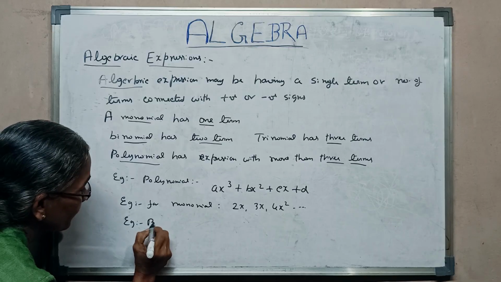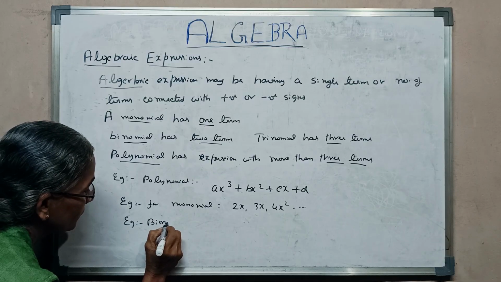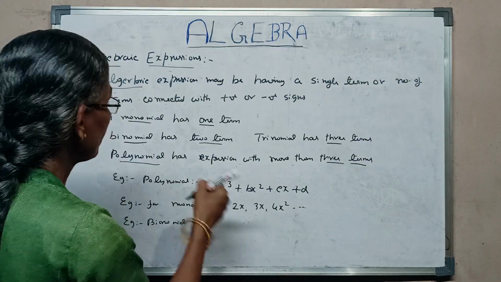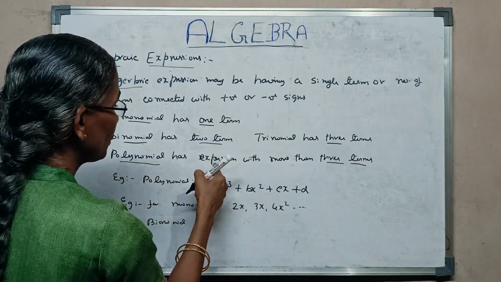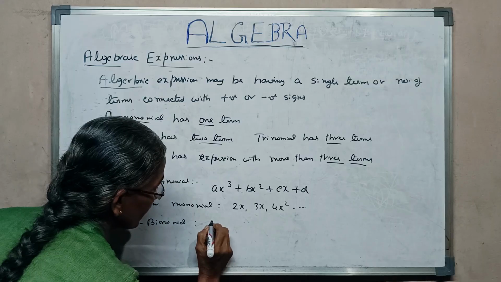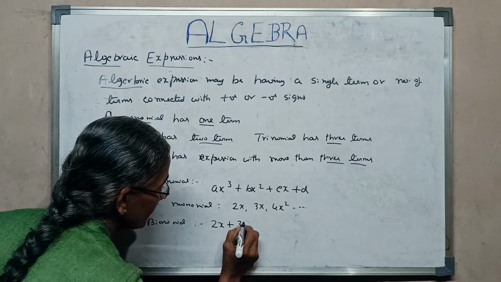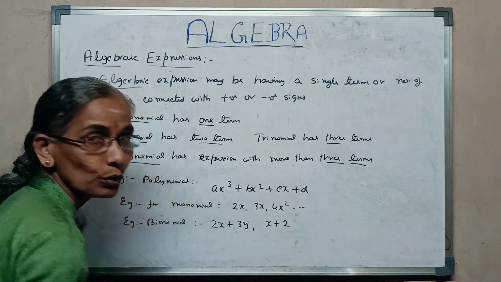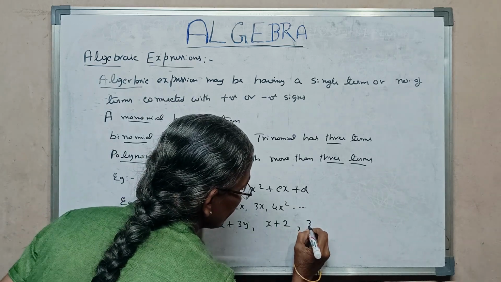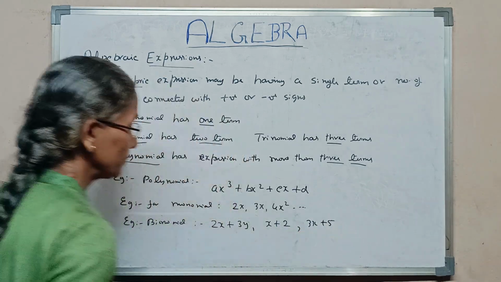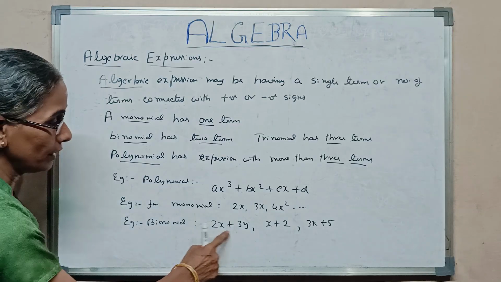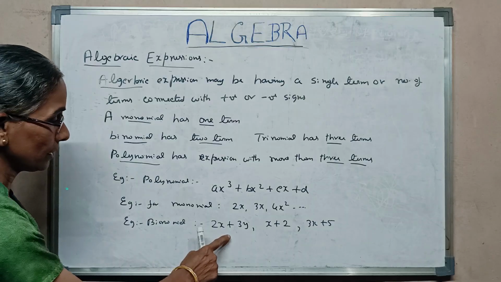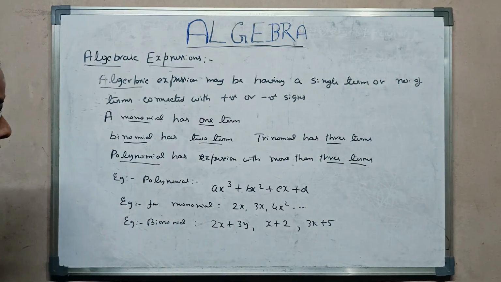Example for binomial. Binomial means expressions having two terms. It is 2x plus 3y, x plus 2, 3x plus 5. Here the terms are 1, 2 in each. Binomial means expression having two terms.